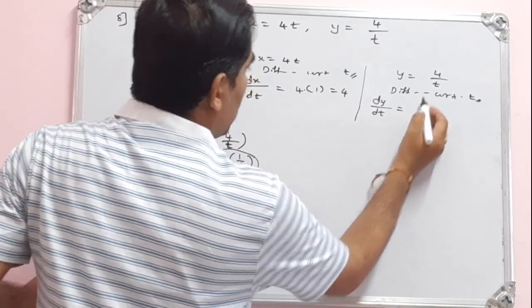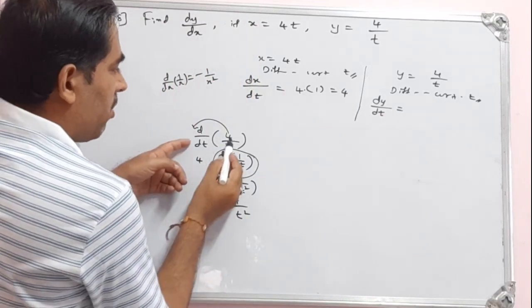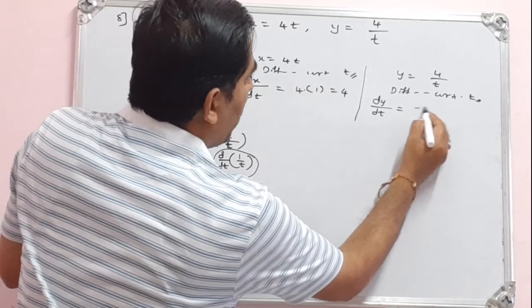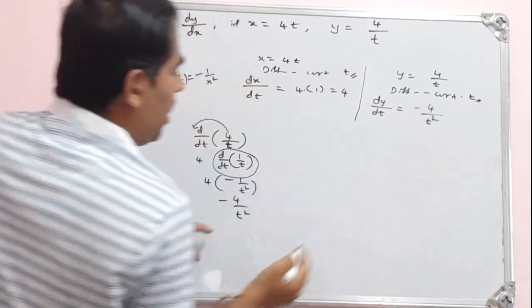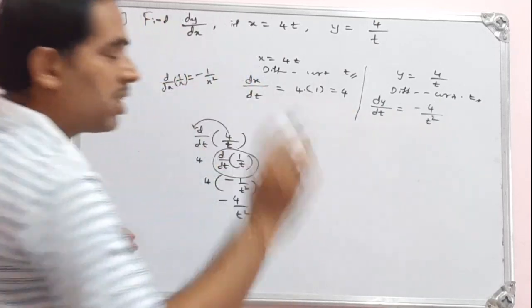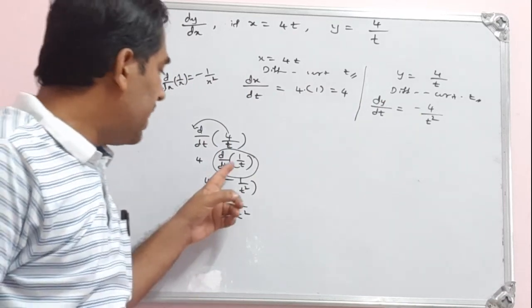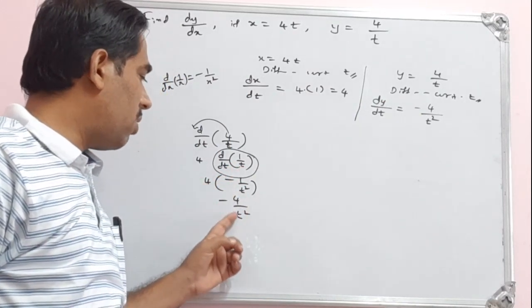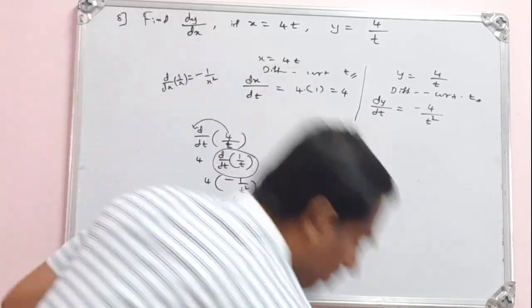So I am writing it directly. The derivative of 4 by t, I have obtained as minus 4 by t square, so I write it directly: minus 4 by t square. The derivative of 1 by t is minus 1 by t square, and multiplying by 4 gives minus 4 divided by t square. I have written it there.